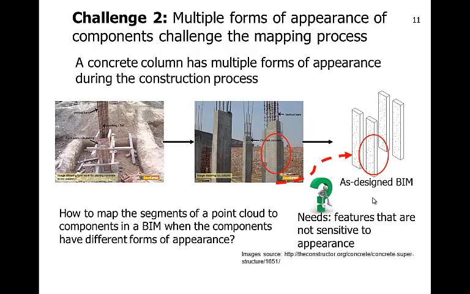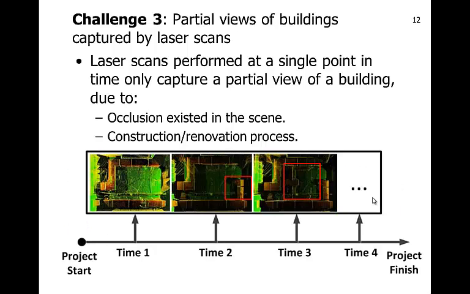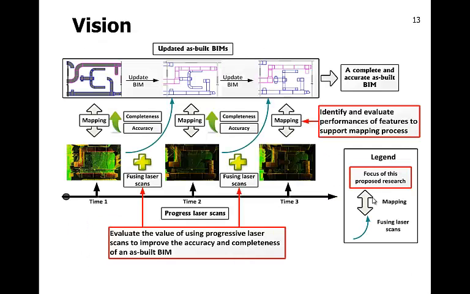Third, laser scans performed at a single point in time only capture a partial view of a building due to occlusions or construction progress. It highlights the opportunity of progressively scanning a job site, and using the point clouds captured by the progressive laser scans in order to get a complete view of a facility. In order to address these challenges, the ultimate vision of this research is to develop a framework that supports the updating of an as-designed BIM frequently throughout the construction or renovation phase with the help of progressive laser scans.